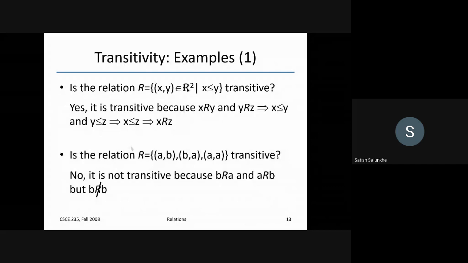See, you need to check at least one instance which is failing the property. The property should hold for all (x, y) and (y, z) belonging to R. If there is at least one (x, y) and (y, z) belonging to R for which (x, z) is not there in R, then it is not transitive.